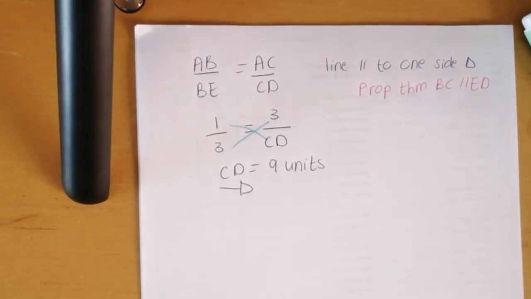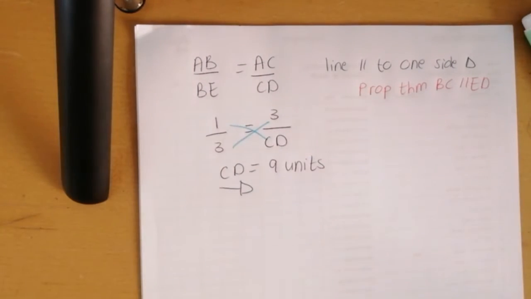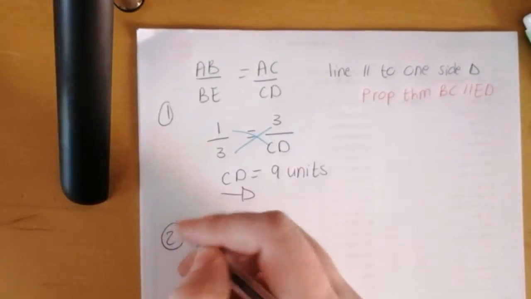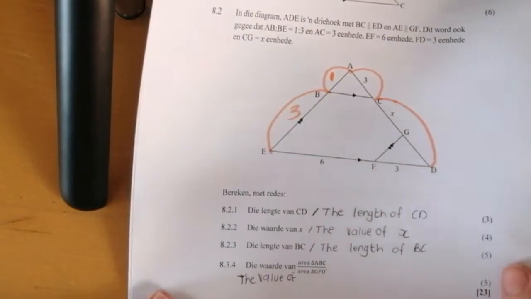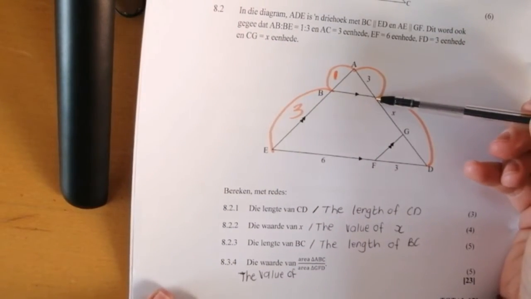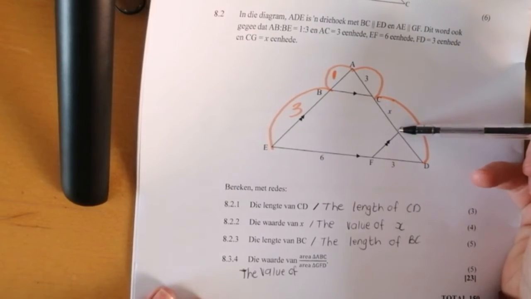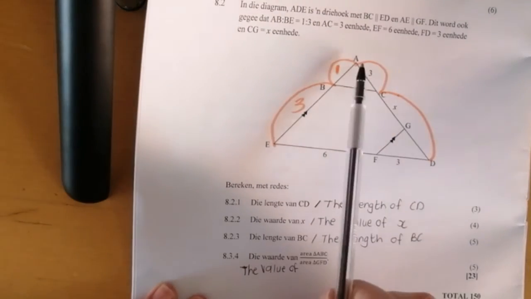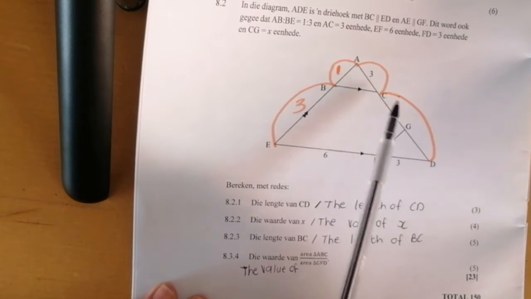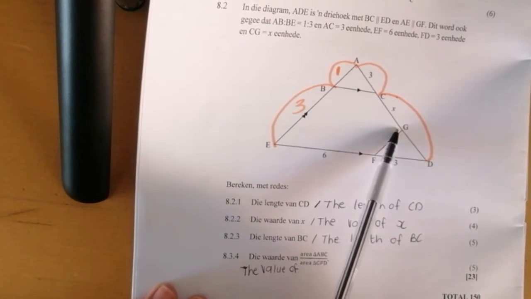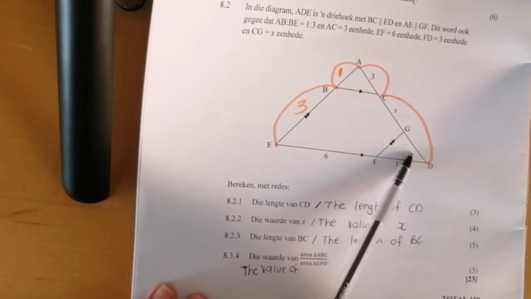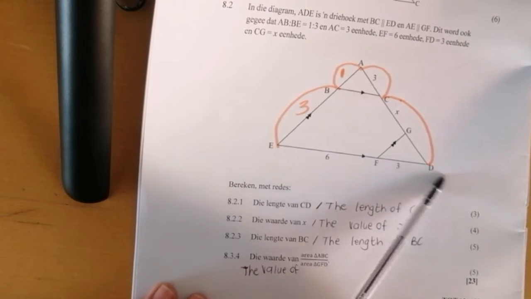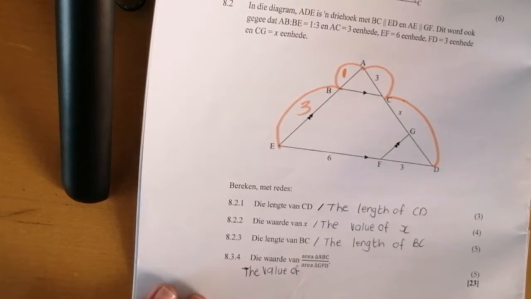Okay, good. That was the first question. Calculate the length of CD, and we've done it. The next question asked to calculate the value of X. Now, you guys can see that X is the value of CG here. Okay, but in this part, we do not have the length of CG. We just calculated the length of CD. But I have no idea whatsoever what the value of GD is. It's not given. I cannot calculate it yet.